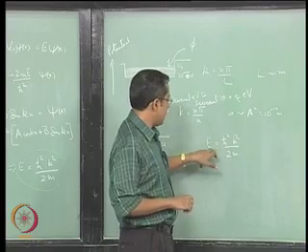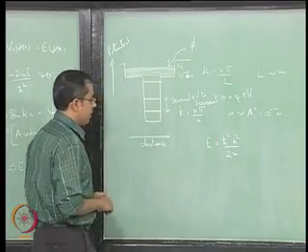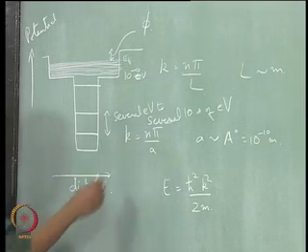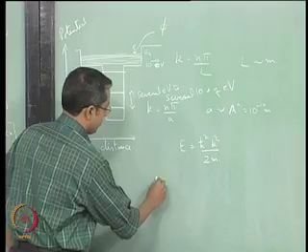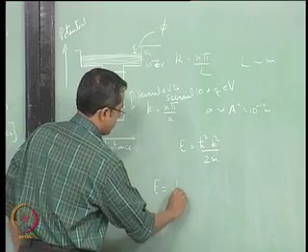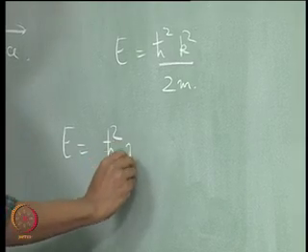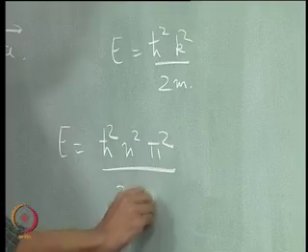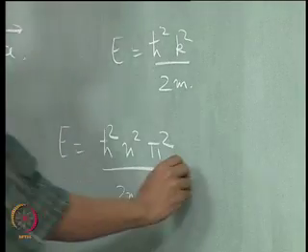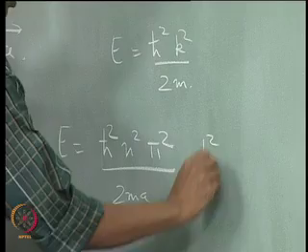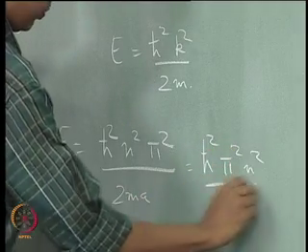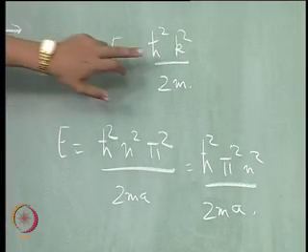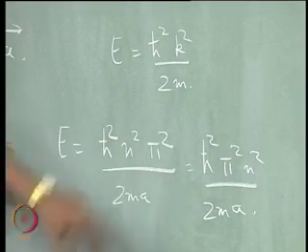Now we write E equals h bar square k square by 2m, but we also recognize that k is n pi by a, right. So we can actually put this value of n pi by a here. So we can also write E equals h bar square n square pi square by 2ma, or we can put it as equals h bar square pi square n square by 2ma. Fine. So the energy versus k relationship is there, and we have now converted that to an energy versus n relationship.